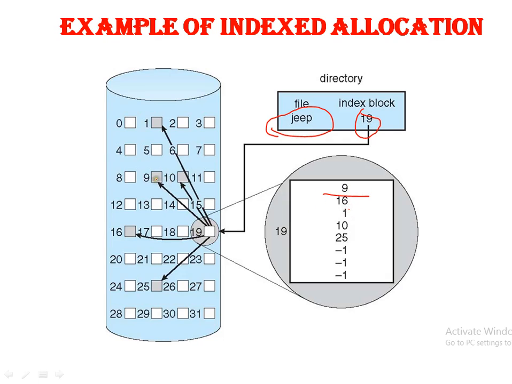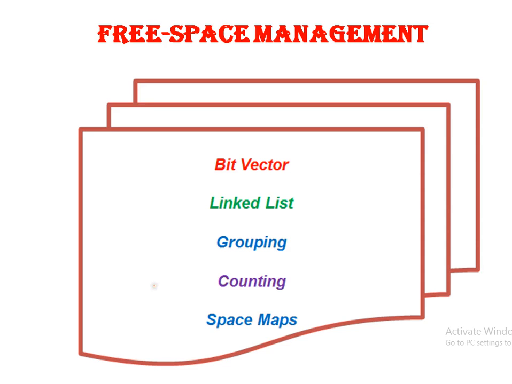From 19, I can go to the 9th block, 1st block, 16th block, 10th block, 25th block. It tells the index values wherein I need to go and search for my data. So index allocation solves the problem by bringing all the pointers together into one location called the index block. So this is how indexed allocation of disk space looks like. Next and the last topic for this chapter is free space management.